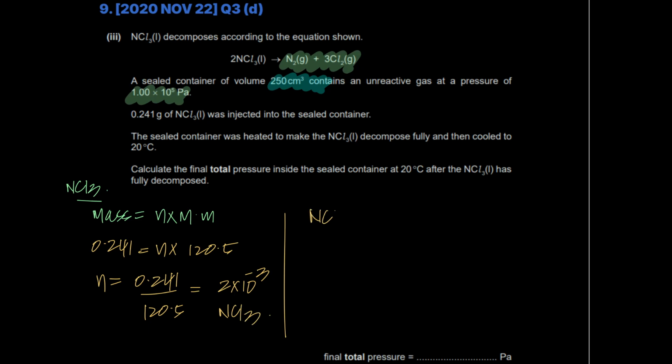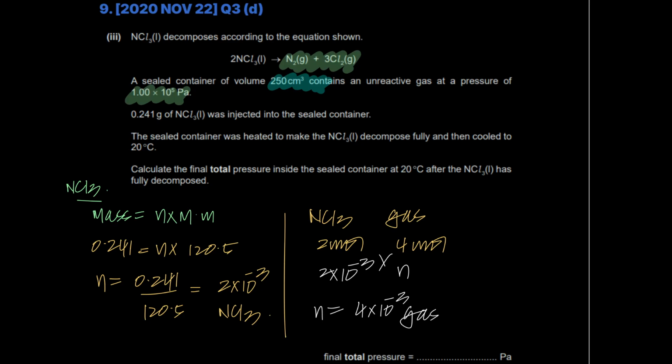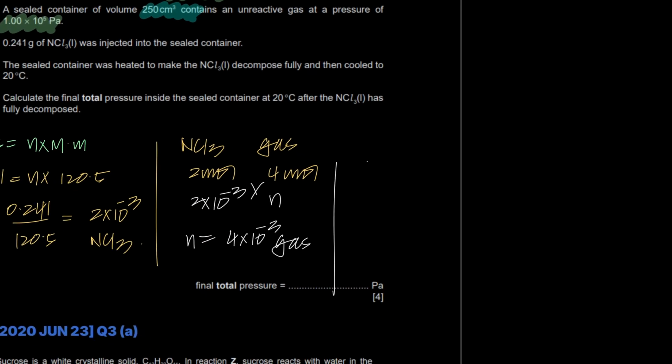Now, I don't need moles of NCl3, I need moles of gas. And I know 2 moles of NCl3 gives me 4 moles of gas. It's basically 1:2. So, 2 into 10 to the power minus 3 moles would give you how many moles of gas? n equals 4 into 10 to the power minus 3. These are the moles of gas. And now I can plug this in. I can plug it into PV equals nRT.